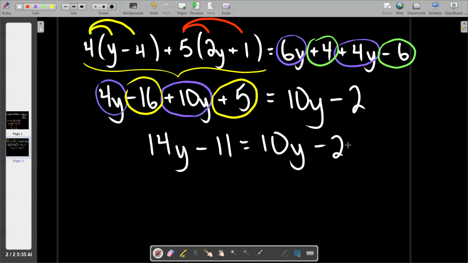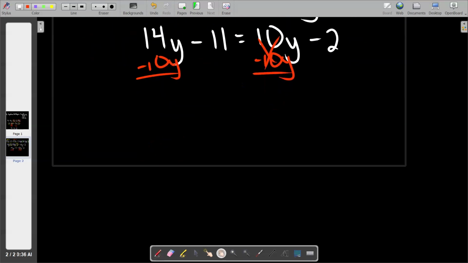I know what I would do. What do you guys want to do to both sides? Minus. Yeah, 10y is the smaller, so I'm going to subtract it from both sides. How many y's do we get? Keep reading it to me. What's the rest of it? 11. Perfecto. Now what? Add 11.